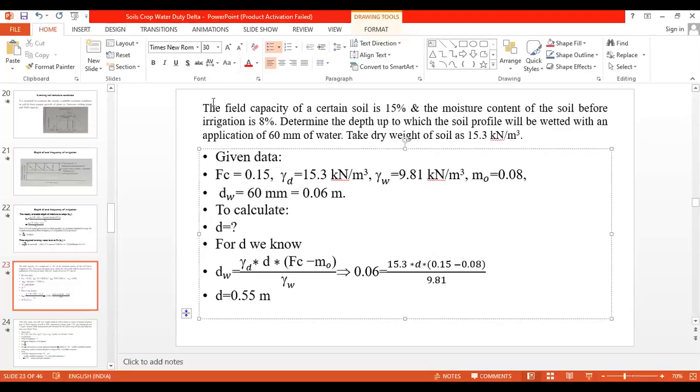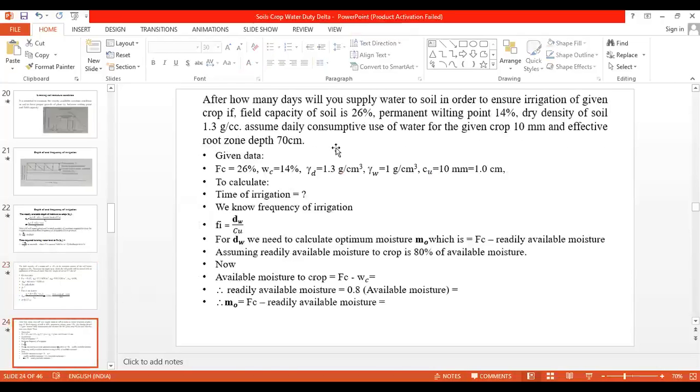Okay, is it okay? All of you? Is the answer the same one, 0.55 meters? So 0.55 meter is the depth up to which that soil profile will get wetted. Okay. Now take on this one, next one.